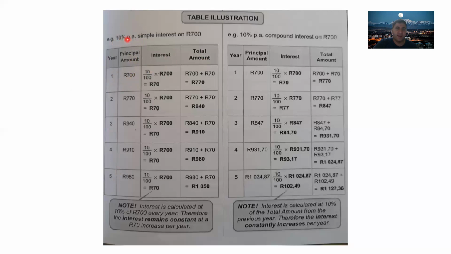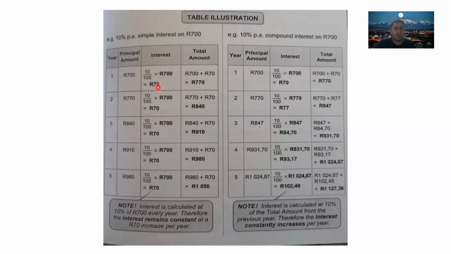So the interest is 10% of this money, right? So first, what I need to find is what is 10% of this money. As you can see, 700 deposited. I want to find how much the interest is going to be. The interest is 10% of this principal amount. 700 times 10% is 70 Rand. So 70 Rand is 10% of 700 Rand, which I'm depositing. And then 70 Rand is the amount of my interest, because the interest is 10%.